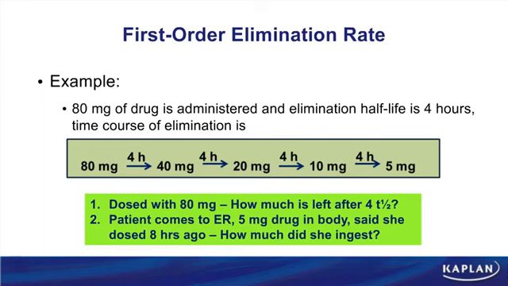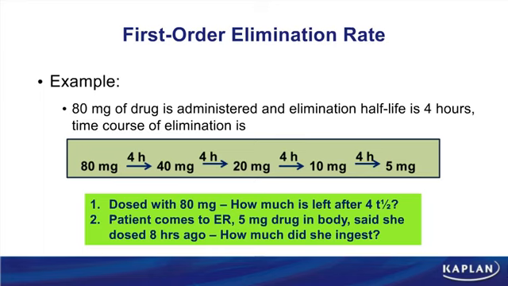There are two ways to check what type of kinetics that you're dealing with. Number one, check the amount. If it's constant, if it's the same amount, that's zero order kinetics. If the amount is changing, it's first order. The second way is to check and see if you have a consistent half-life. Here, we have a consistent half-life. Every 4 hours, the levels are being cut in half.